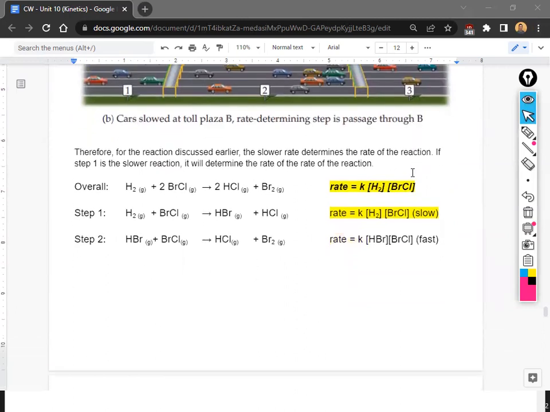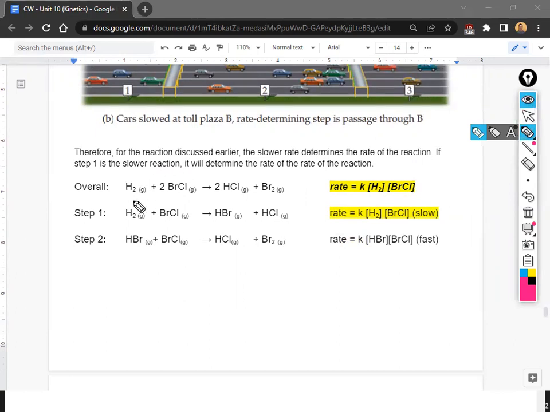Okay, so let's go back to that reaction we were looking at earlier. There are 2 steps, right? Let's just say that step 1 is the rate determining step. It is the slowest step. That means the rate of the overall reaction is going to be the same as the rate of the slowest step. Let me repeat that.